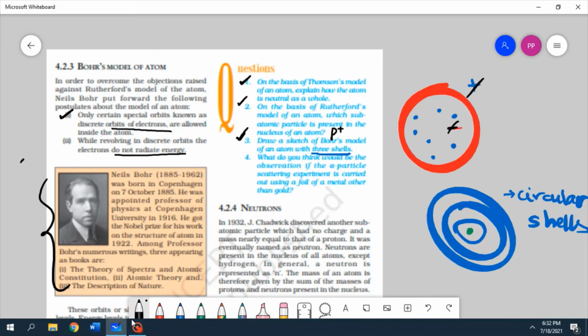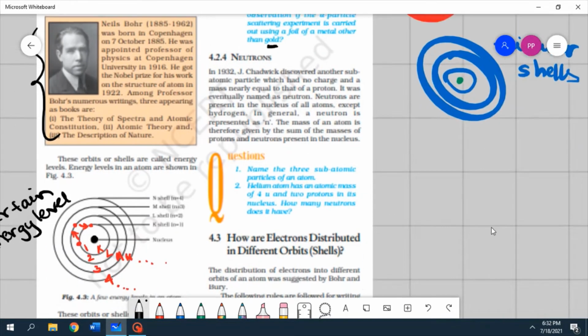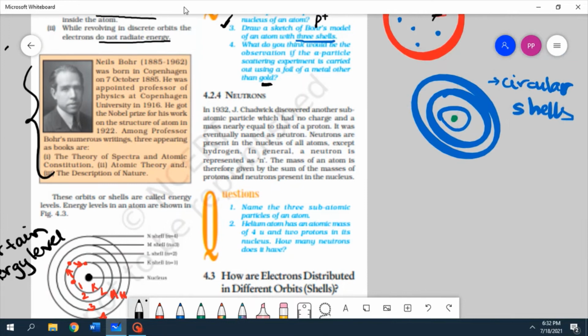And what do you think would be the observation if the alpha particle scattering experiment is carried out using a foil of a metal other than gold? So more or less the results would have been the same, because most metals are malleable, but gold is highly malleable. So if the experiment was carried out using some other metal, it would not have been as accurate as it was when he used gold. Alright, so that's the fourth question. And then we have neutrons.